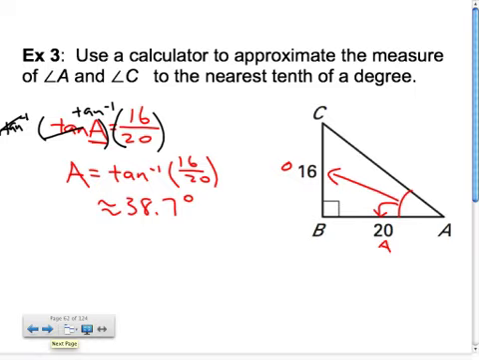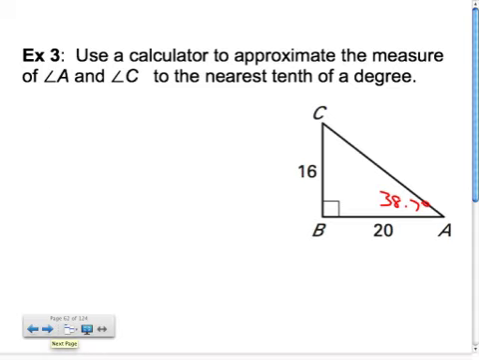Okay, so angle A, I'm going to go ahead and erase some of this. Angle A is 38.7 degrees. All right, and then it says approximate the measure of angle C. A couple ways of doing that one.